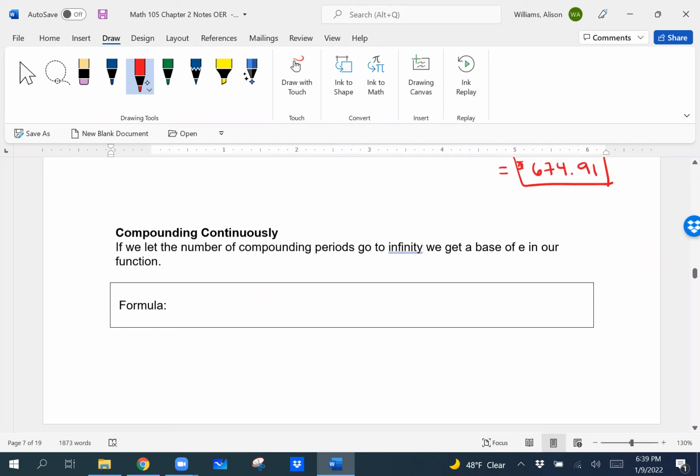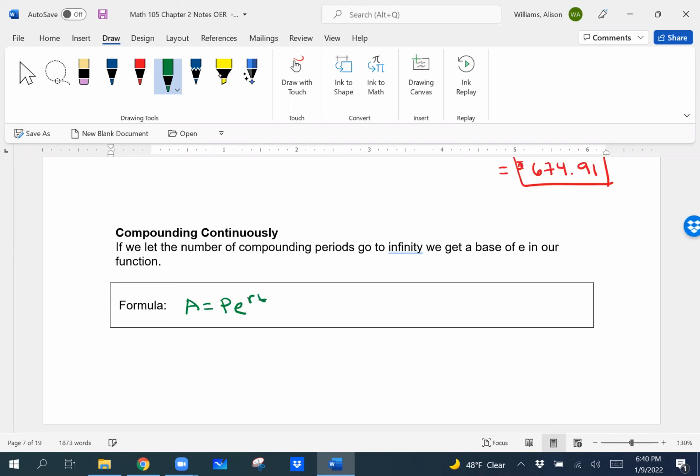So it is possible to compound an infinite number of times. I know that sounds a little crazy, but we're actually able to do that using a little calculus. You don't need to know why it works. You can just believe it works. And it has actually a really pretty formula. The formula is A equals P E to the RT.